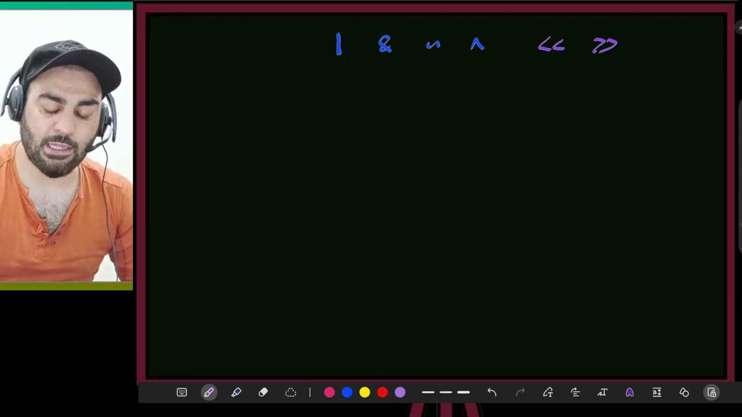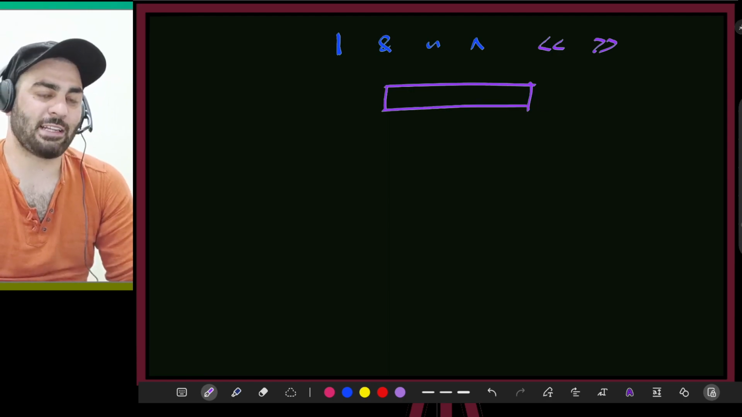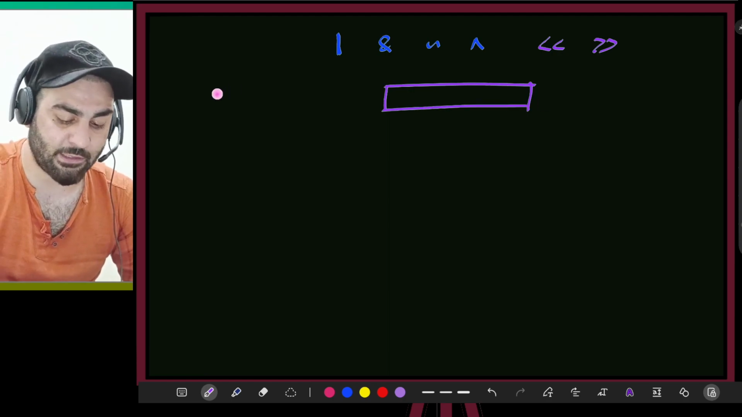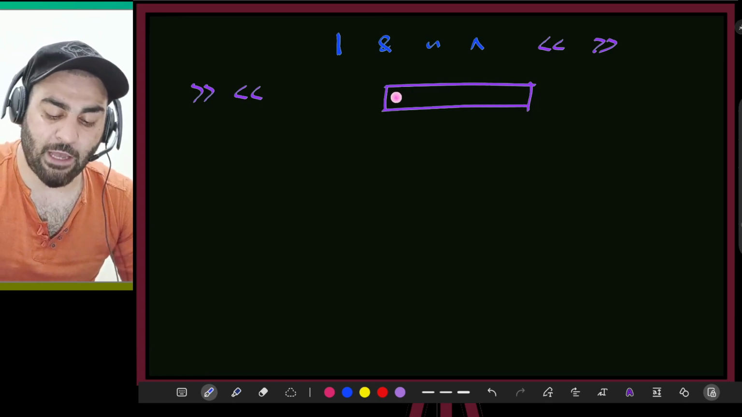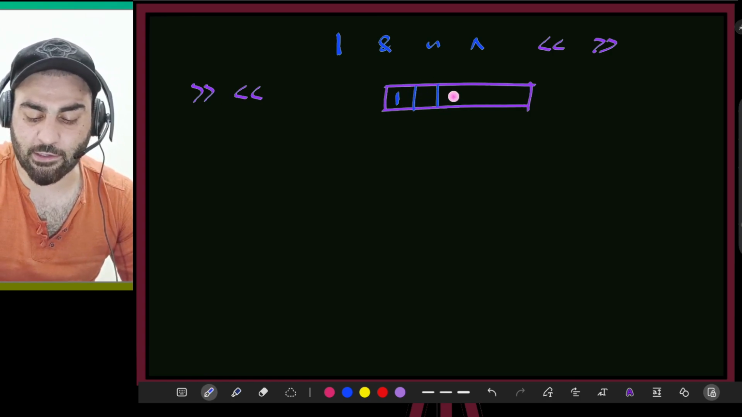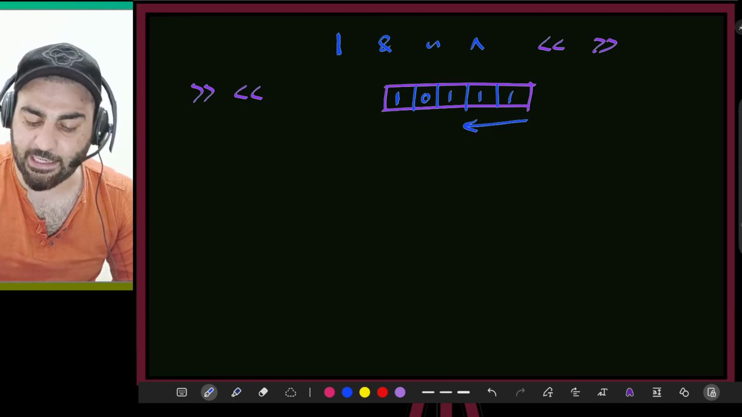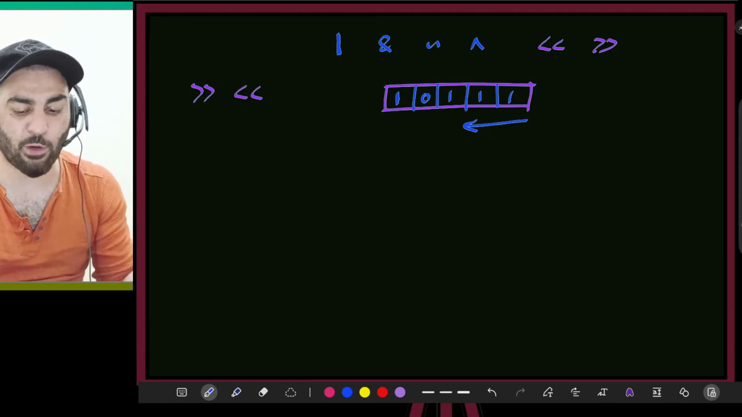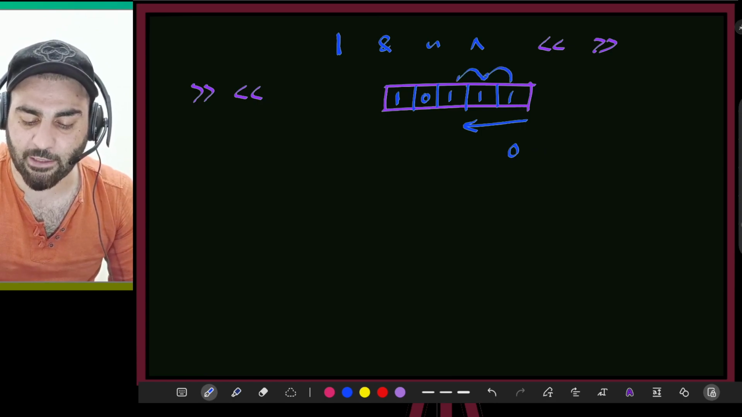Let's suppose this is a run of bits stored in some register. I'm speaking about right shift and left shift operations. Let's suppose we have a number written over here, with bits 1 0 1 1 1. If I'm doing a left shift, I'm shifting it left. If I'm doing a left shift once, here it will be 0. So these bits will be shifted by 1.